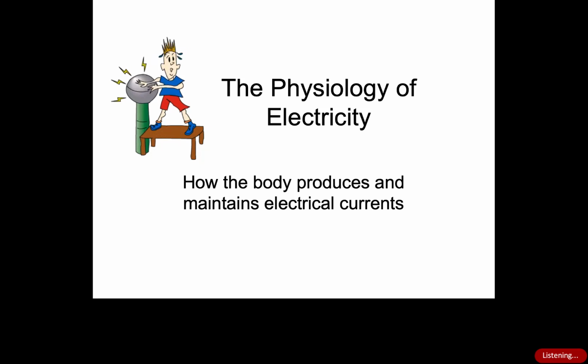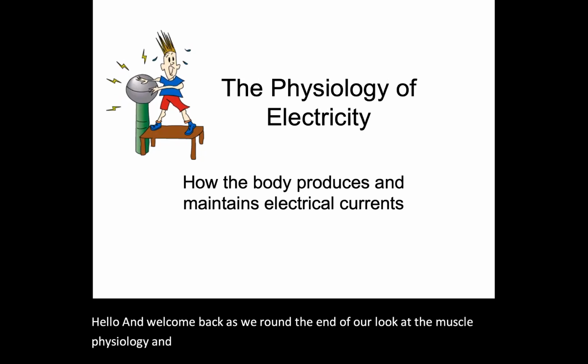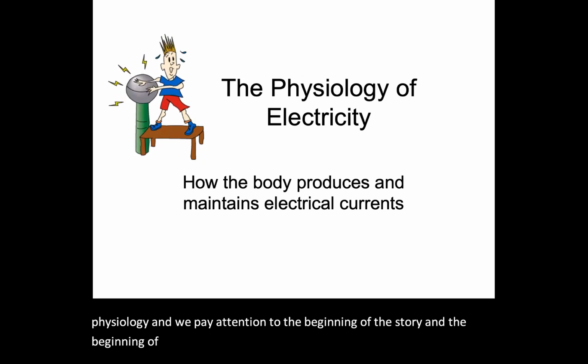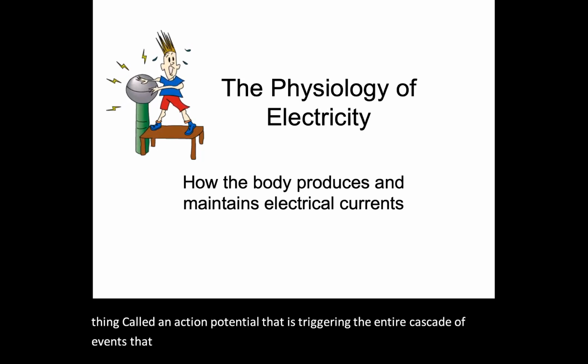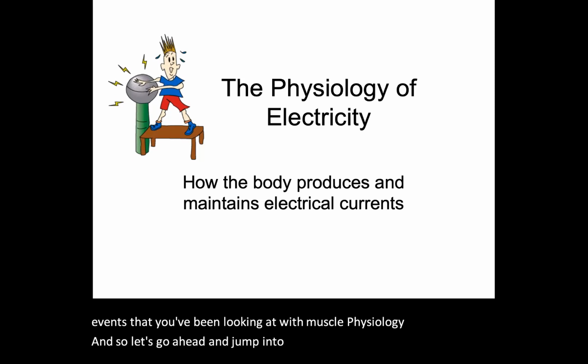Hello and welcome back as we round the end of our look at muscle physiology, and we pay attention to the beginning of the story. And the beginning of the story has us looking at how exactly we create this thing called an action potential that is triggering the entire cascade of events that you've been looking at with muscle physiology. And so let's jump into this and see if we can make sense of the beginning of the story.